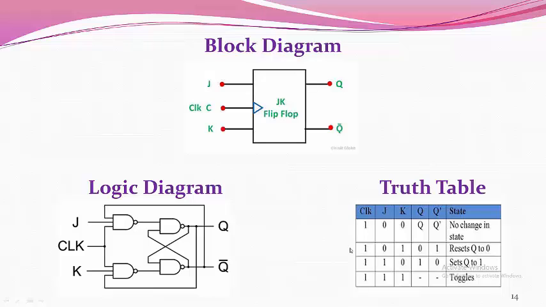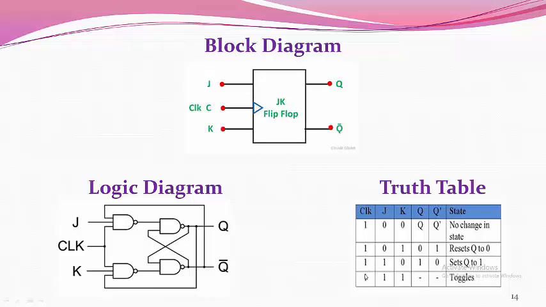Now consider the third case, when the J input is 1 and the K input is 0. After the manipulation of this value, at the output side we get Q equal to 1 and Q bar equal to 0. As in this case 3, the binary value 1 is stored in the JK flip-flop. So the state of the JK flip-flop is the set state.